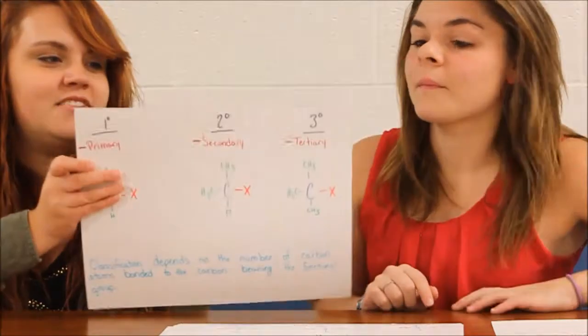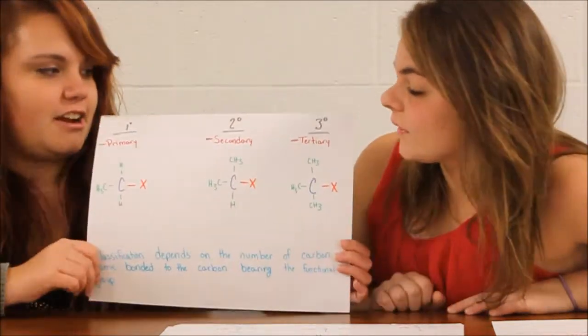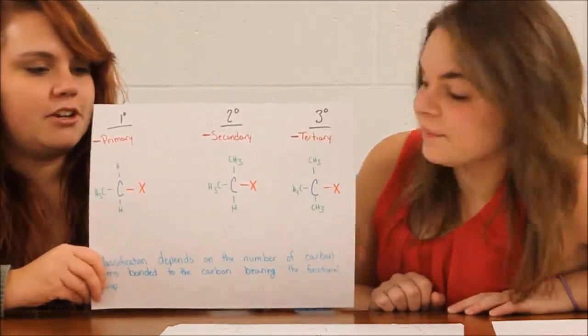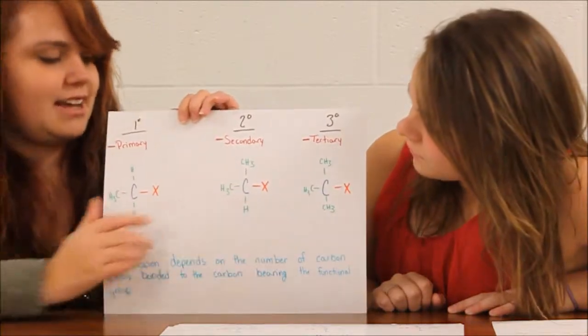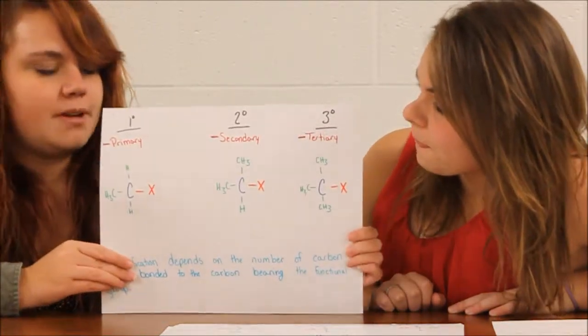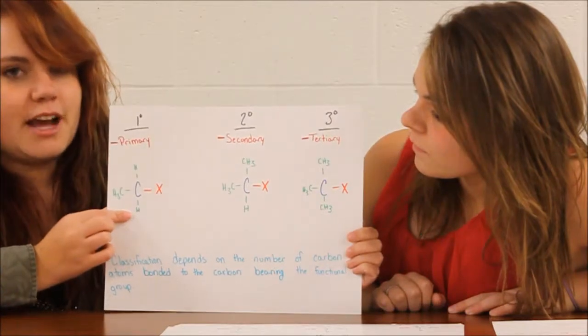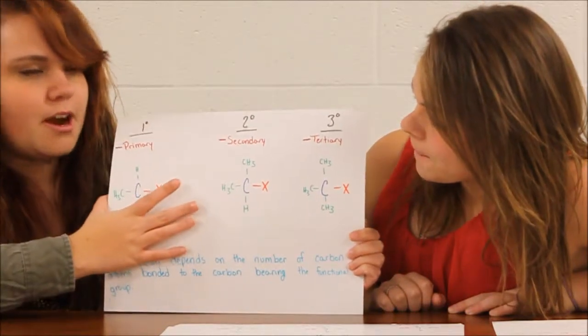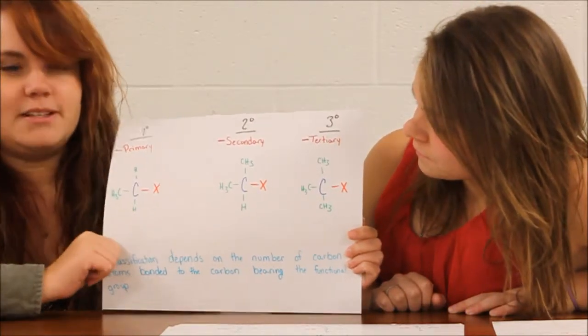A structure can be classified as primary, secondary, or tertiary. A compound containing a functional group, as shown in our examples as X, can be bonded to a carbon bonded to one other carbon and 2 hydrogens, making it primary, 2 other carbons making it secondary, and then 3 carbons making it tertiary.